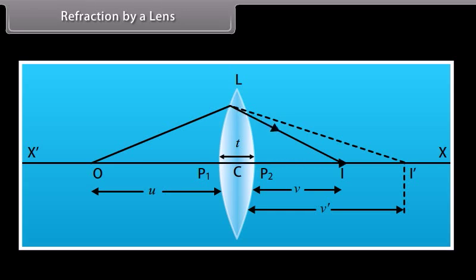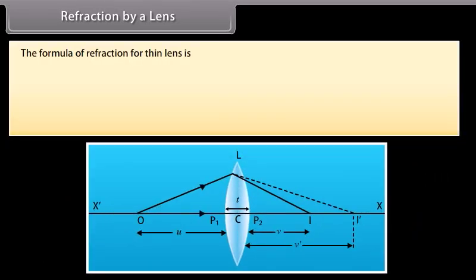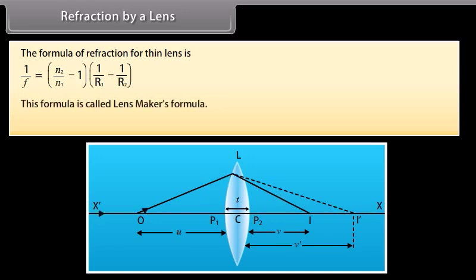The first refracting surface forms the image of O at I' at a distance V' from P1. The image I' acts as a virtual object for second surface, and after refraction at second surface, the final image is formed at I. The formula of refraction for thin lens is given. This formula is called Lensmaker's formula. This formula also holds for concave lens.